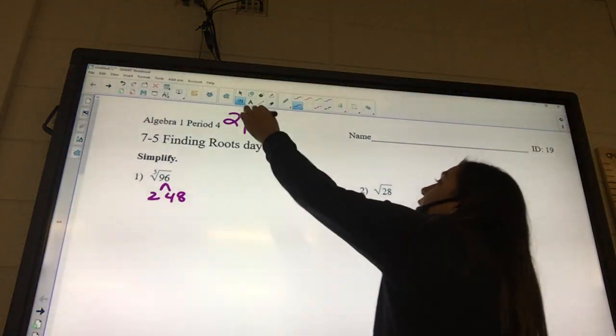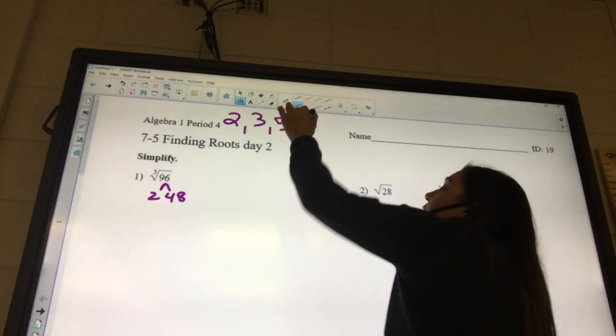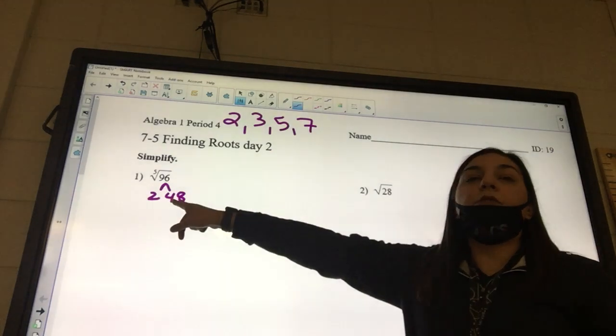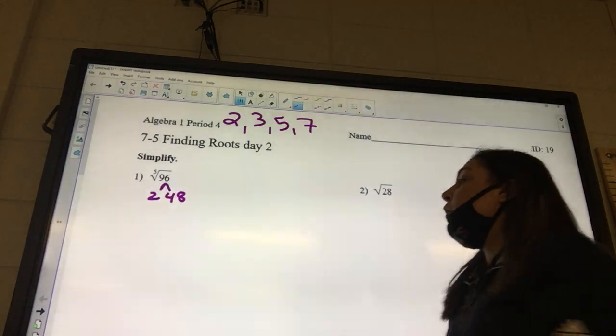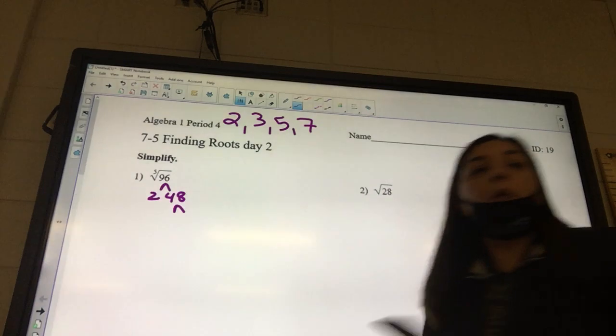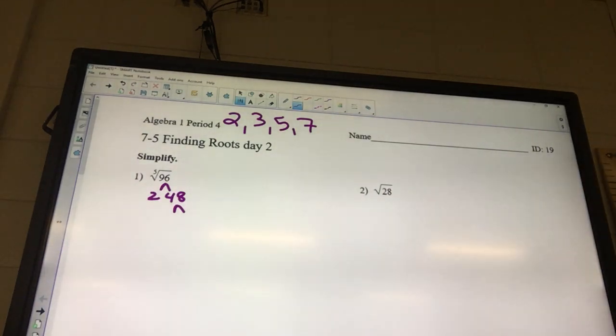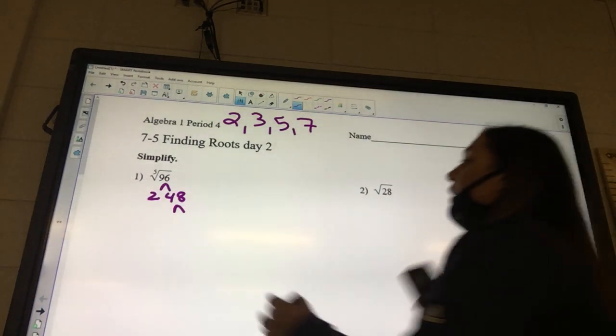2, 3, 5, 7. So that's how we know when we're done. So is 48 a 2, 3, 5, or 7? No. Okay, so now we know 48 can go a little bit further. So on your calculator, say 48 divided by 2. Okay, and I got 24.